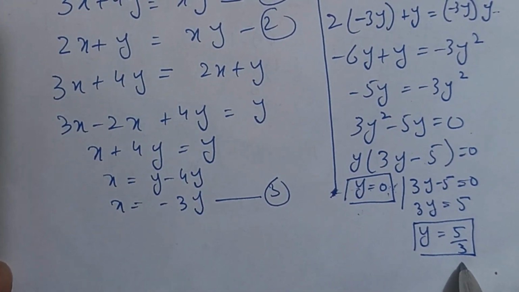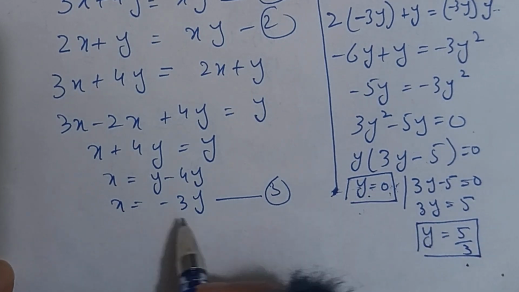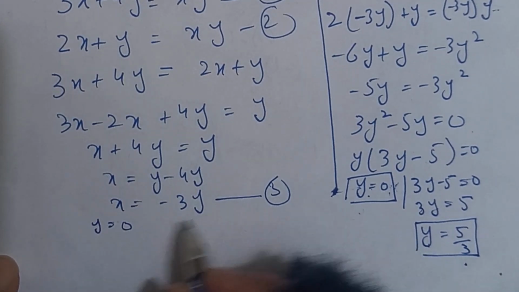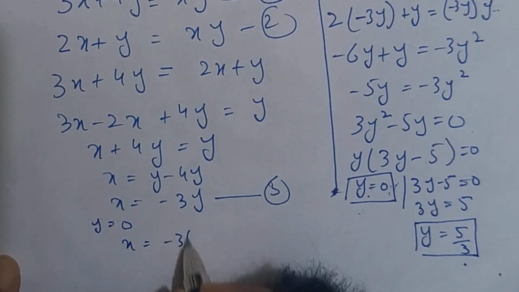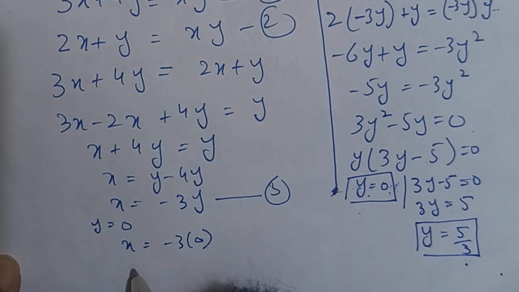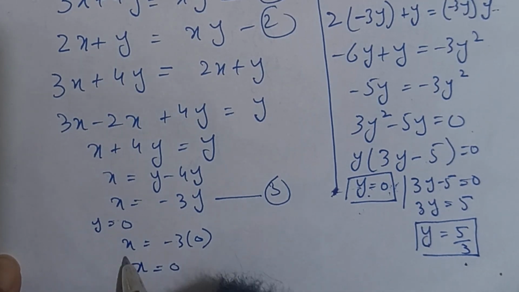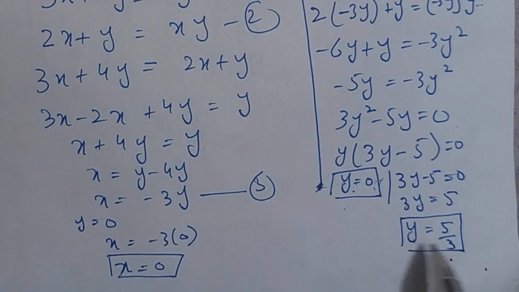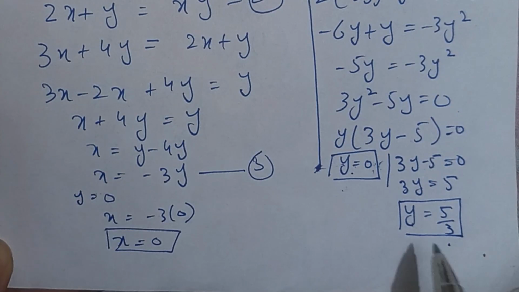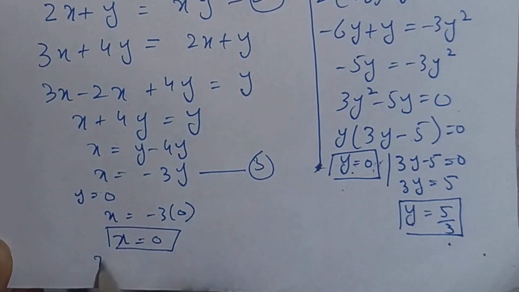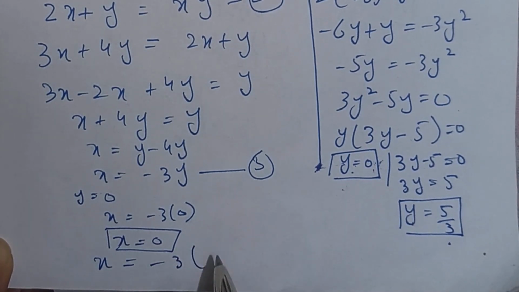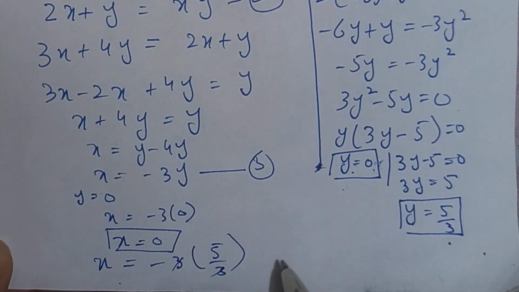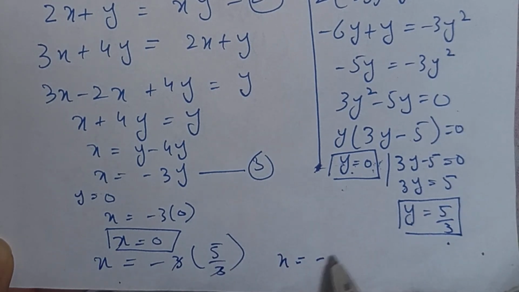We also find the value of x, so we substitute these values one by one in equation number 3. First of all, we substitute y equal to 0. Then equation 3 becomes x is equal to minus 3 times 0, and minus 3 multiplied by 0 is 0. So x is equal to 0 if we put y equal to 0. Now in the next step, we substitute y equal to 5 over 3 in equation 3. So equation 3 becomes x is equal to minus 3 times 5 over 3. This 3 and 3 will cancel, and we just get x is equal to minus 5.